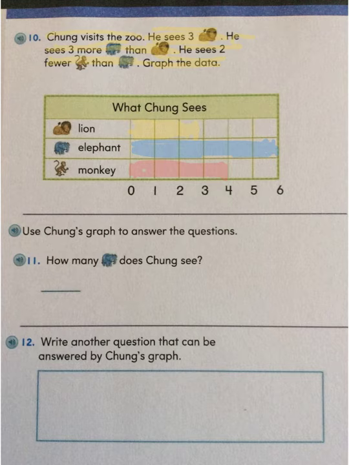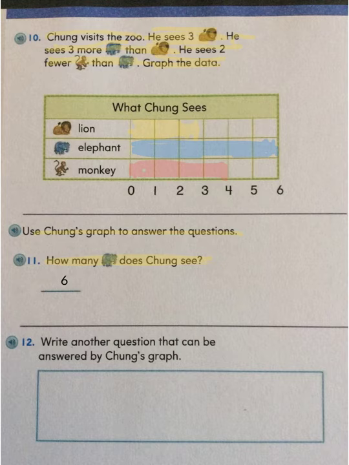Okay. Next problem. We only have 2 left. Okay, use Chung's graph to answer the questions. How many elephants does Chung see? Well, we already solved that. That was 3 lions plus 3 more to get 6. 6 elephants. So I'm going to make 6 there.